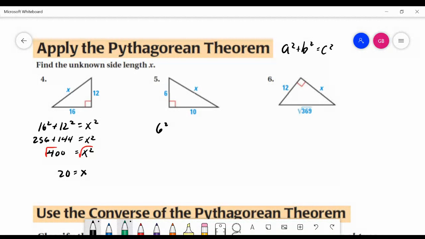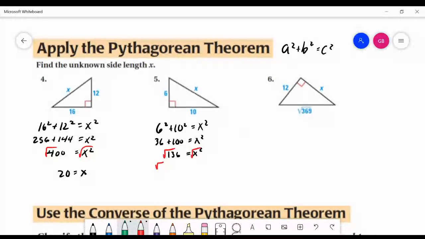Number 5, 6 squared plus 10 squared is equal to x squared. 36 plus 100 is x squared. So 136 is x squared. Square root on both sides. 136 doesn't have a perfect square root, so I'm looking for a perfect square that divides 136. Okay, let's see, 1, 2. So I know 4 goes into 136 34 times.